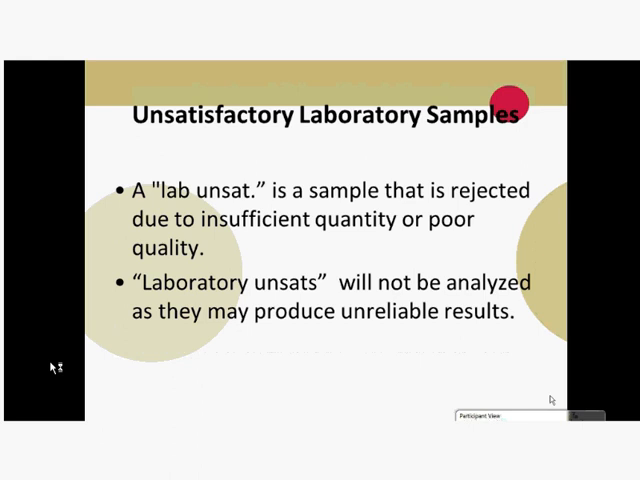The second type of unsatisfactory sample is referred to as a lab unsat. A sample that is rejected due to insufficient quantity or poor quality will not be tested, as it may lead to unreliable results. A second sample will be requested.